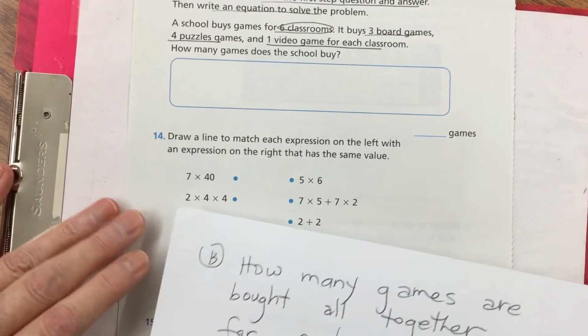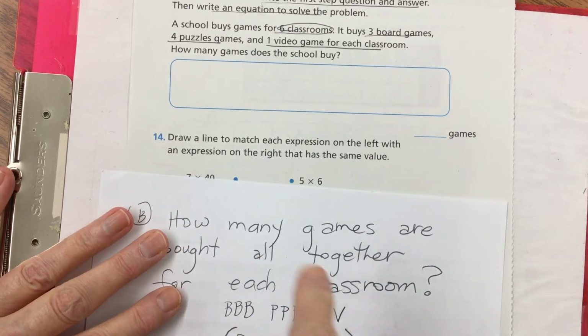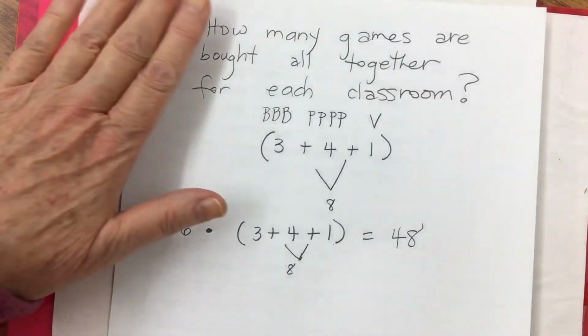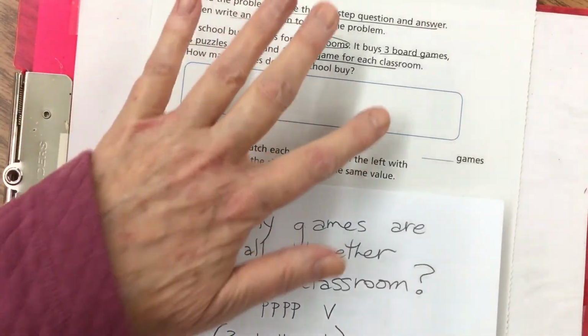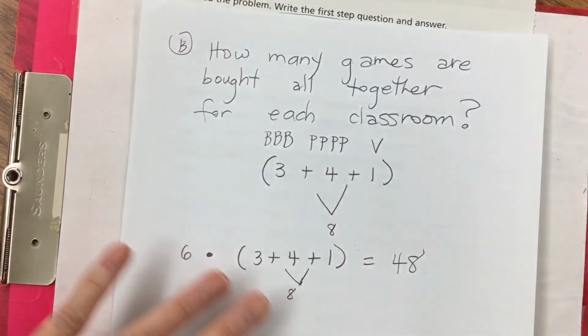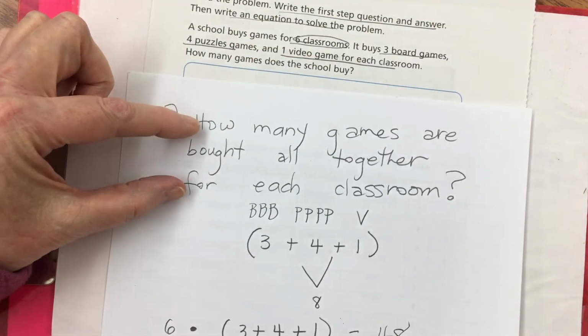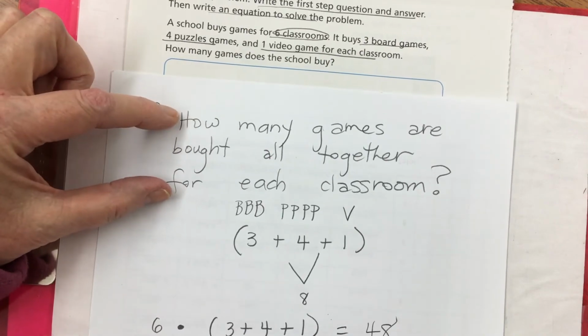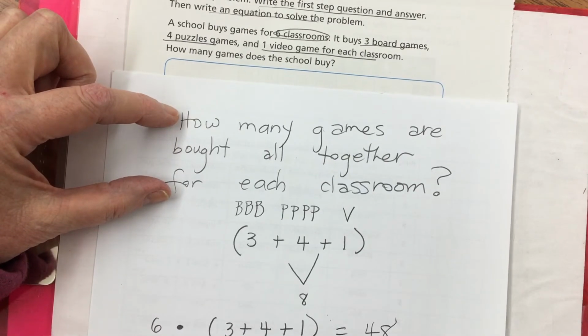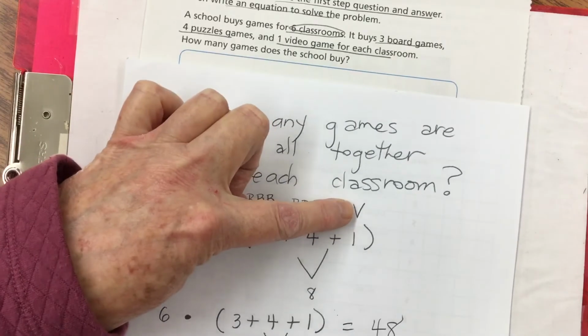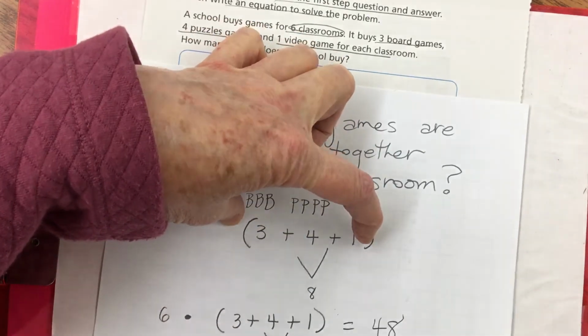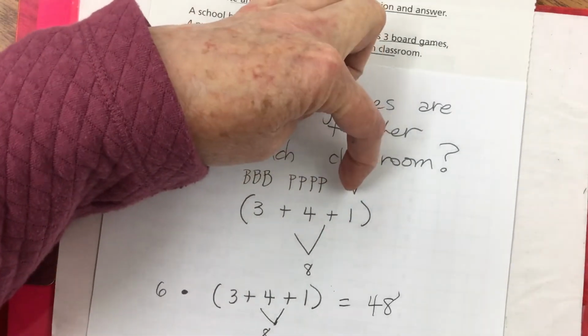So this is what it looks like when you're putting it down. I would simply say see the graph paper because I did all the work here. But you have to have the first step question, and that's how many games are bought all together for each room. And I would draw a picture and then write the numerical method of what you're drawing that picture for.